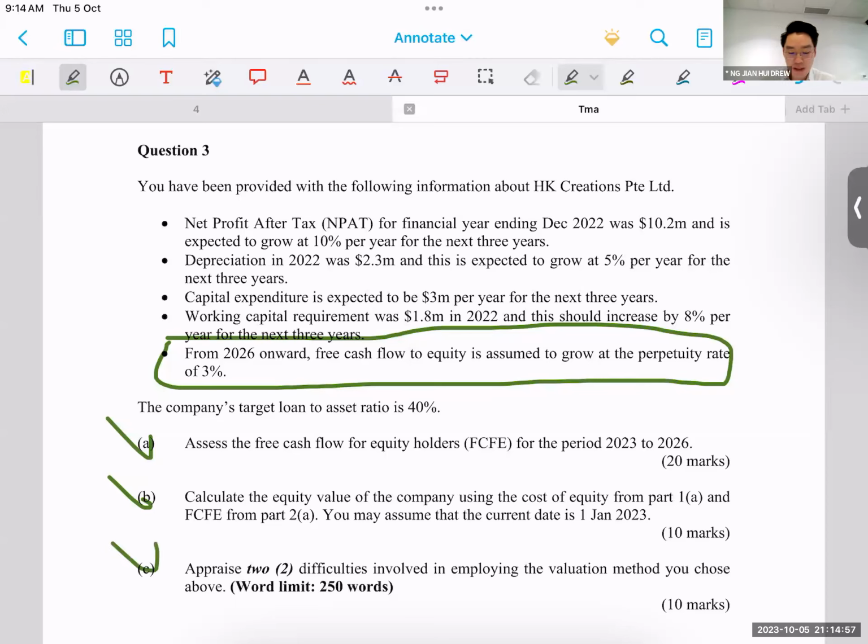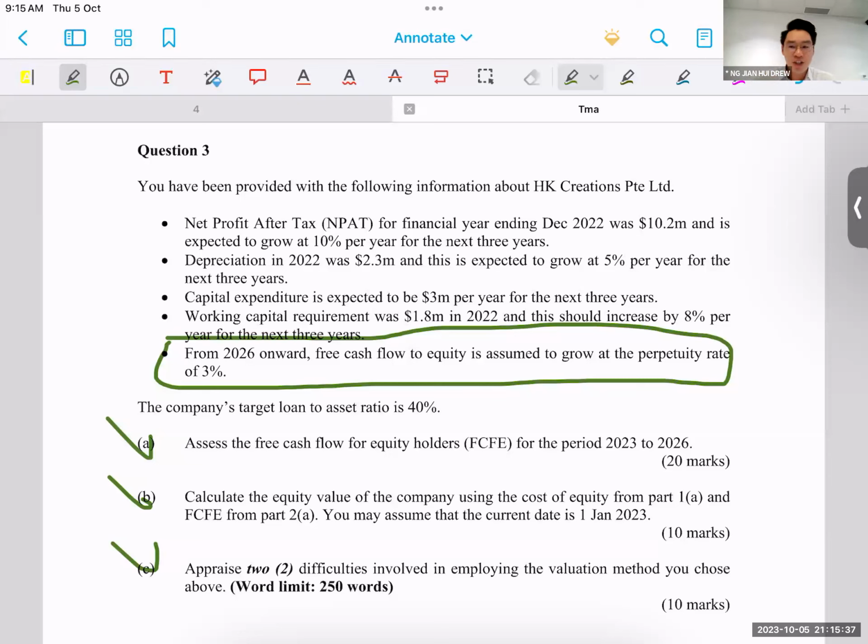Part C, last but not least, appraise. I think everyone got the marks. We might lose a bit of marks if you pick up the valuation. The problem with this valuation, I think I mentioned this in the last lecture as well. The problem with using FCFE or this kind of valuation, I also mentioned in lecture 2, is that a lot of weight is given on the growth factor. That's the main problem, right? If you estimate the growth wrongly, the whole thing is wrong, because there's a lot of value given on the growth factor, which impacts the terminal value, right? So that's the important part you need to take note of.